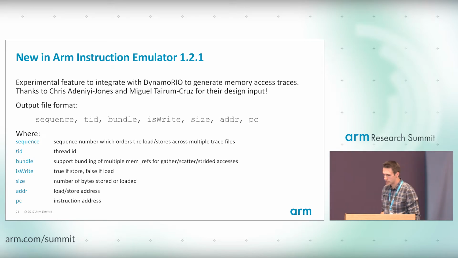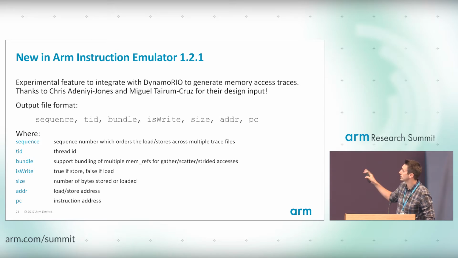So new in ARM Instruction Emulator. Again, experimental feature, thanks to Chris and Miguel for their input in this. This has been done in support of some Mont Blanc 3 work, where you can integrate the ARM Instruction Emulator with Dynamo Rio, the binary instrumentation tool, and use it to produce a sequence of memory traces. So all of your memory accesses, both the scalar and the SVE and the neon instructions, you can get a single trace that shows you where all your loads and stores were, understand some of the complex operations like the strided loads and the scatter-gather operations and so on.